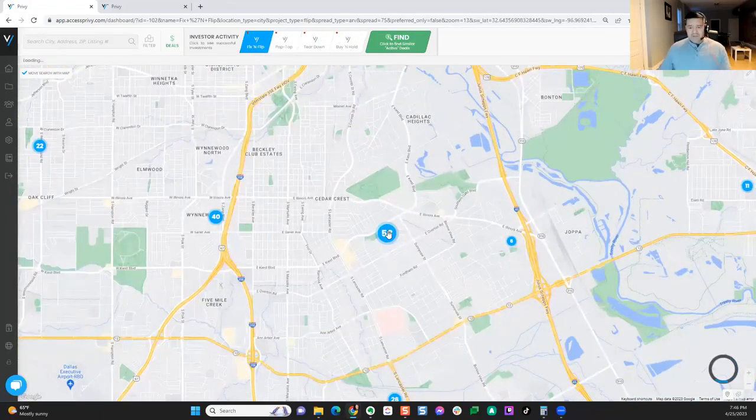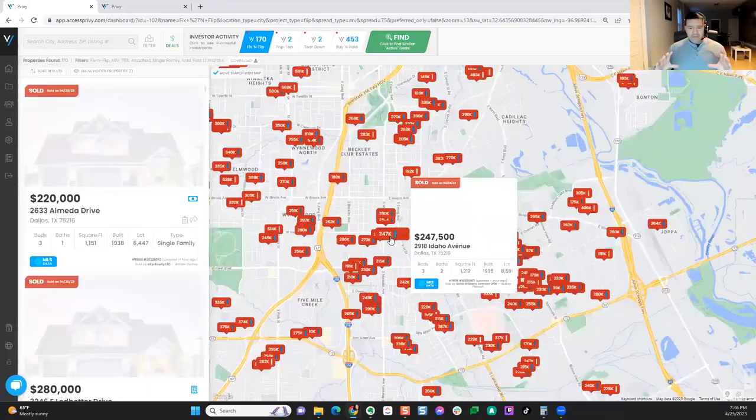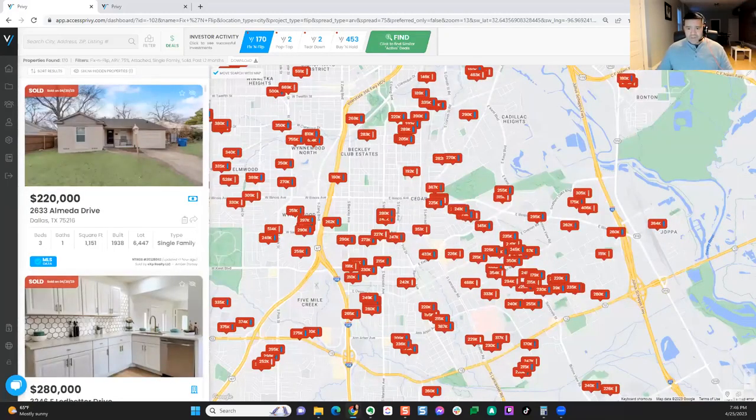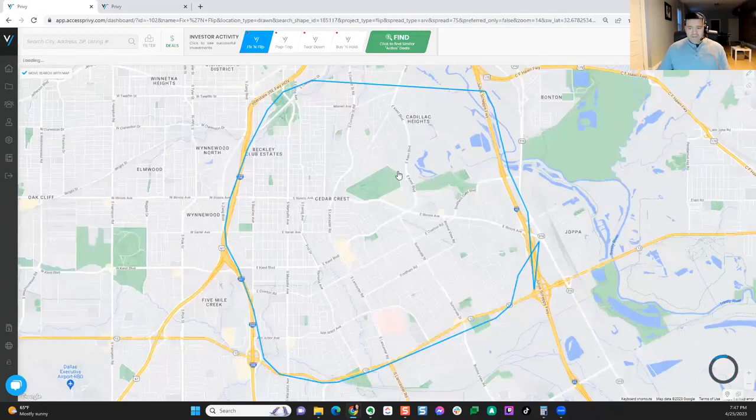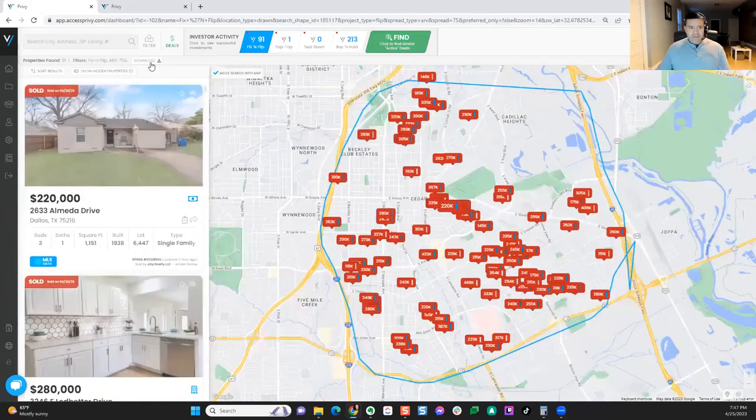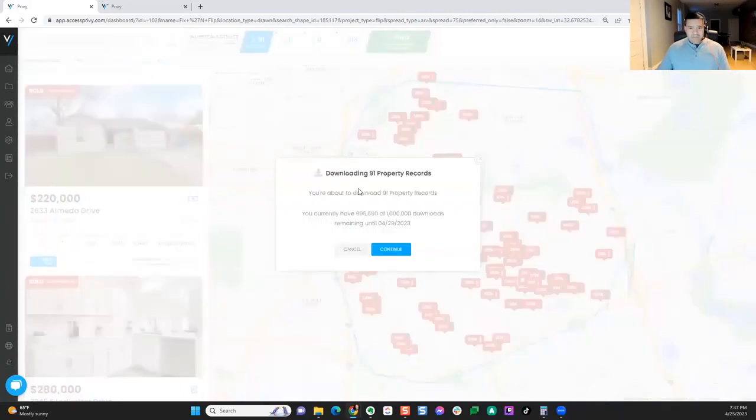And then once it gets close enough, this is going to break up into the individual properties. So if I want fix and flip buyers, I'm just going to circle this. Let's just say I want right here in this little niche. If I want fix and flip buyers, I'm going to go in and click download. It's going to download 91 properties, and attached to those 91 properties are the buyers that flipped those.